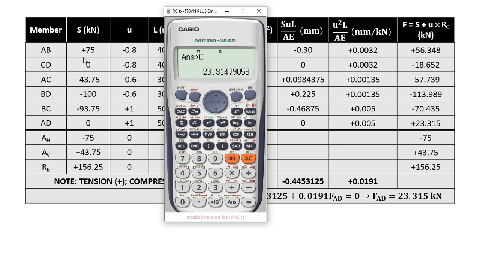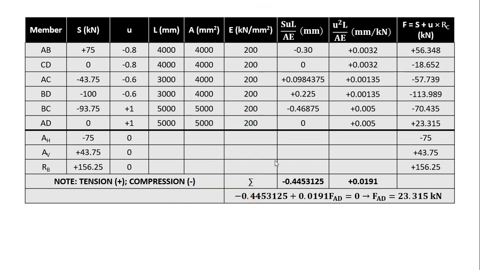And then, we have what? Pakita ko yung una, no? 75 plus negative 0.8 times RC na in-store natin sa C. Ito po yun, 56.348, 16754. So meron pa yung mga values dun sa dulo. Ito po yung saktong value niya. So ito po yung example natin ng first degree indeterminate trusses.